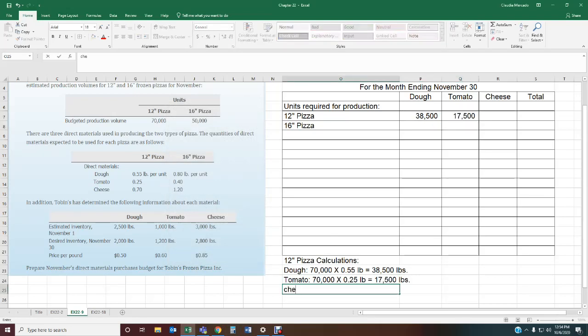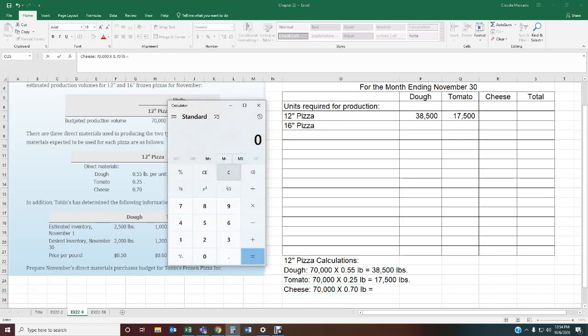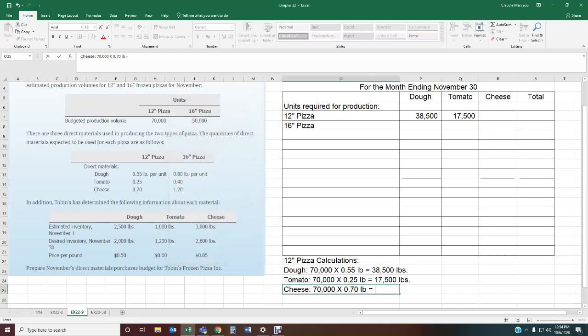Lastly, we have our cheese component. We're going to have 70,000 pizzas, and for every pizza we need 0.70 pounds of cheese. So that's going to give me 49,000 pounds of cheese.